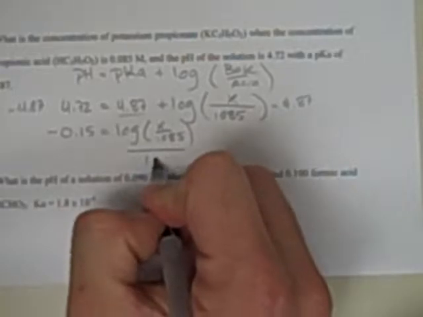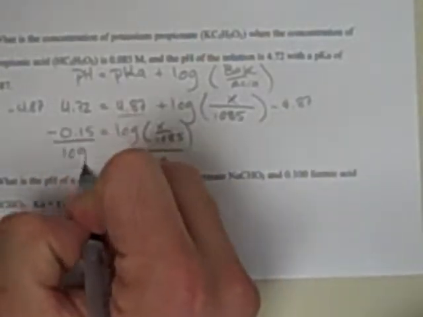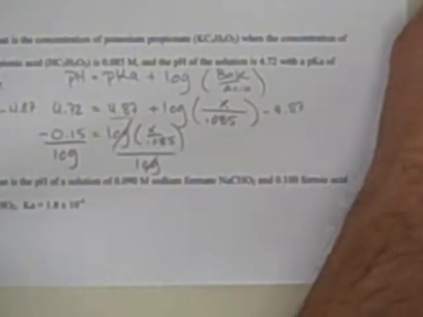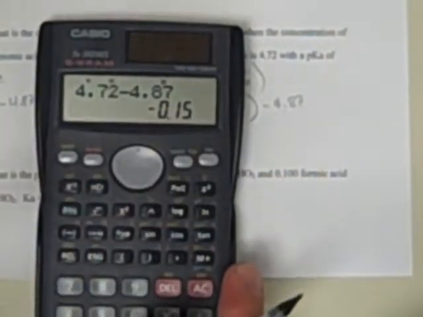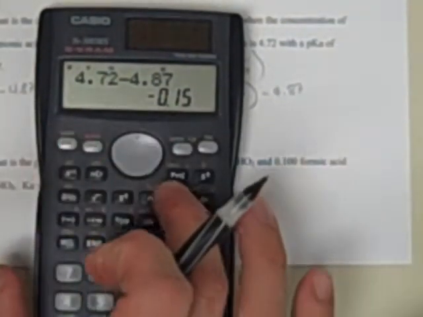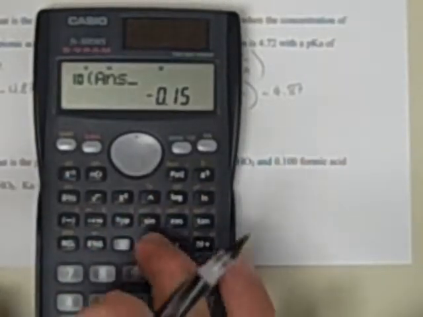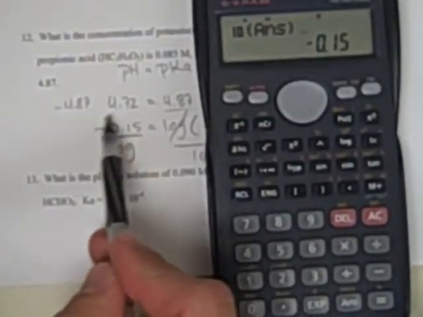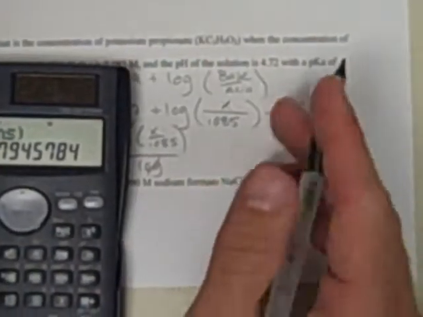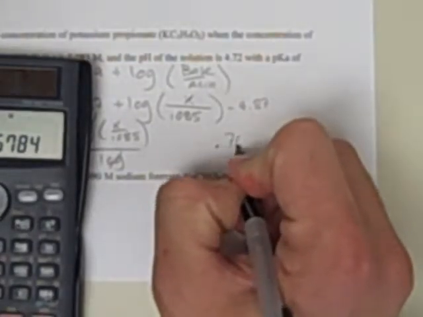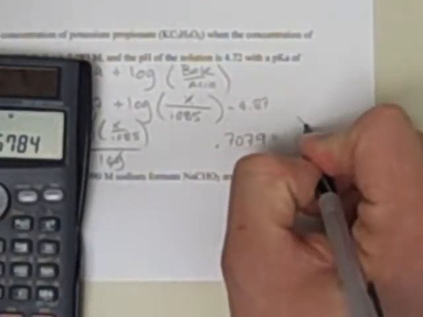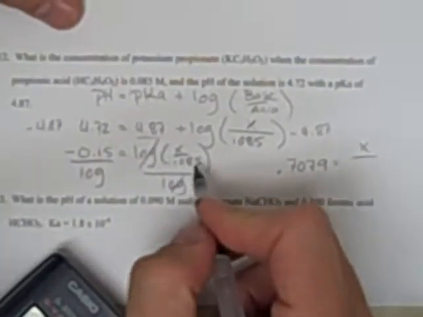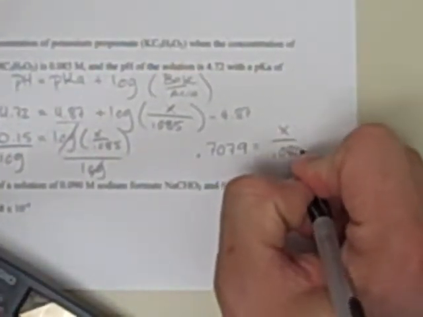So what I'm going to do is get rid of that log by taking the antilog of both sides. And so now I've got negative 0.15, and I take the antilog of that. That is essentially what we're doing when we undo a log. So by doing that I get 0.7079. So I have 0.7079 equals whatever I was left with before on the other side, this x over 0.085.